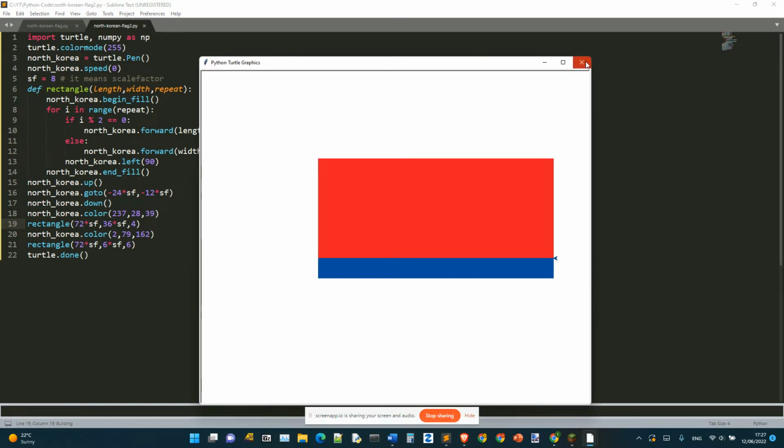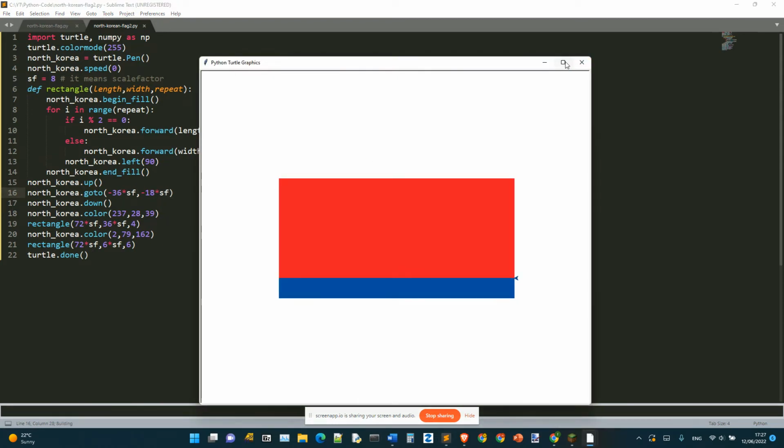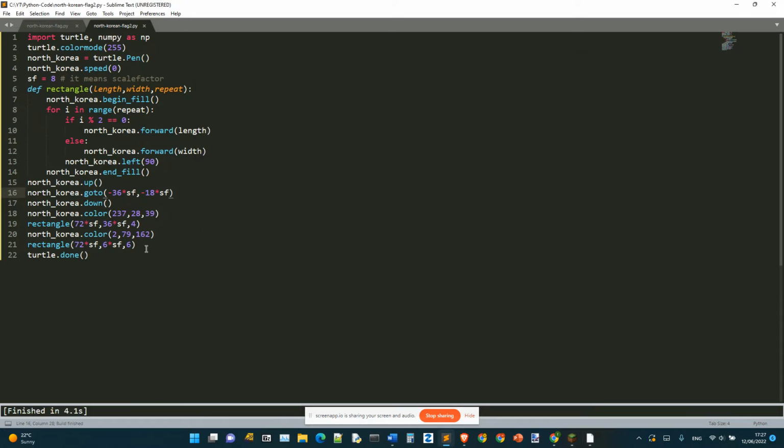So that's minus 36 minus 18, and now it's back in the middle. So now I fixed our dimension problem. So that's a job well done. So North Korea dot up, North Korea dot forward by how many pixels? To find out how many pixels, we need to find out what 36 minus 12 is. So that's 24. North Korea dot down.